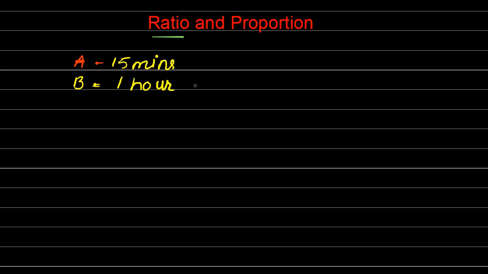So this is the easiest way. Convert this 1 hour into minutes. So 1 hour is equal to how many minutes? Yes, 60 minutes. And then 15 minutes is already in the minutes unit. Okay, now we can compare.